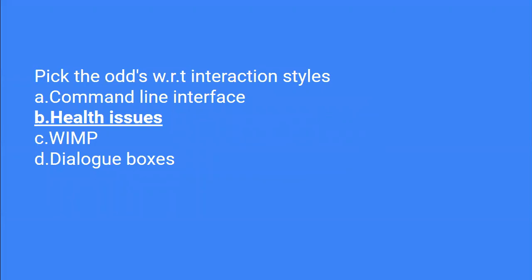Pick the odd one with respect to interaction styles. The options are command line interface, health issues, WIMP, dialog boxes. The answer is health issues because the other things are used for interaction. Command line or WIMP, which stands for icons, mouse, pointer or windows, these kinds of things are also interaction styles. Dialog boxes are one of the interaction styles. Health issue is the different thing.